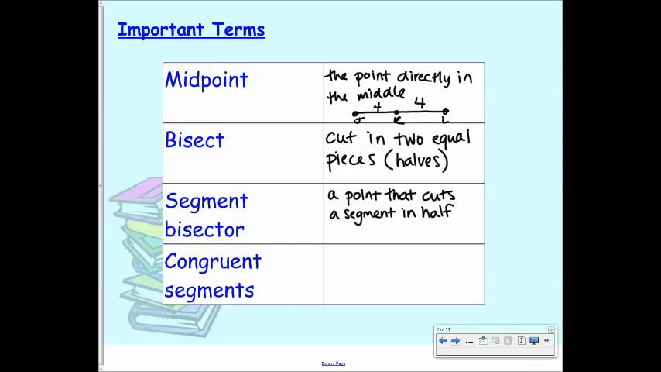So two or more equal segments. The symbol for congruent, we'll start using the symbol for it, is an equal sign with a tilde on top, or just a wiggle on top. That means congruent. So if you see that, what that means is those two things are equal. So here we would say that JK is congruent to KL.